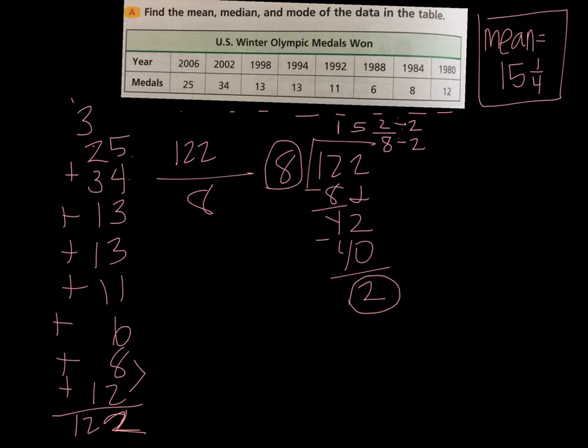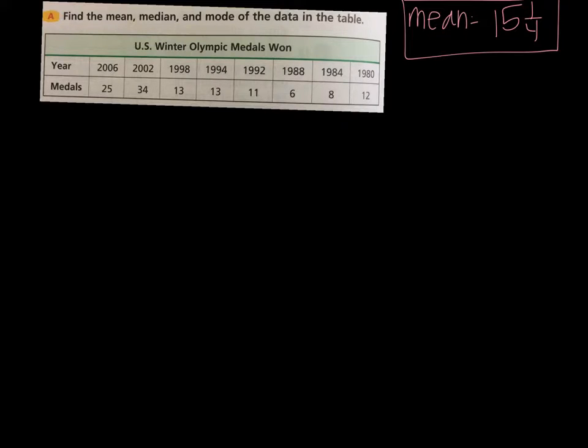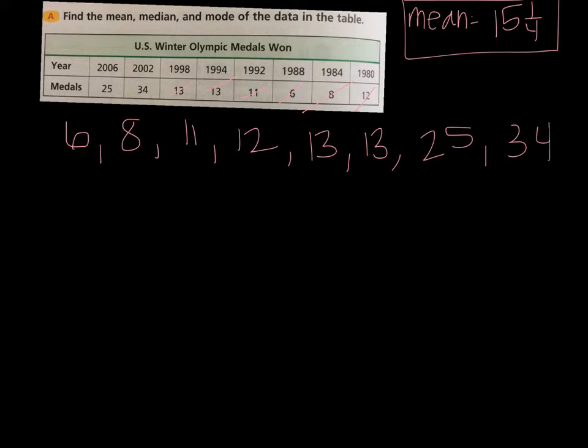Alright, so now I need to find the median of this. If I put them from least to greatest, I would have 6, 8, then I would go into 11. Almost forgot 11. 11, 12, 13, 13, 25, and 34. So let's find our median number. Ready? We found 2. So if we have 2 medians, we have to find the average.